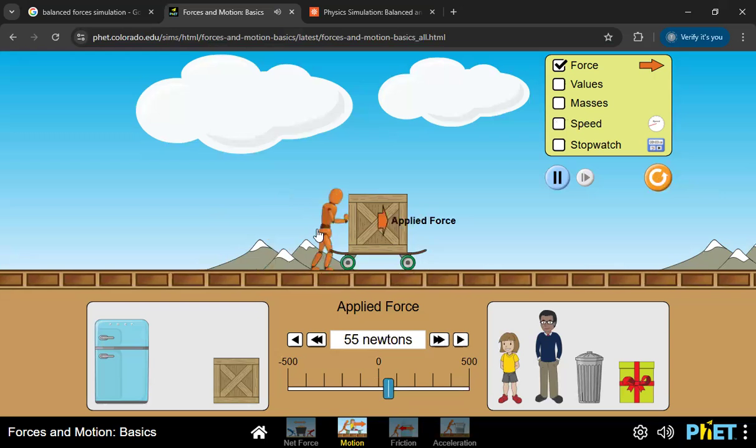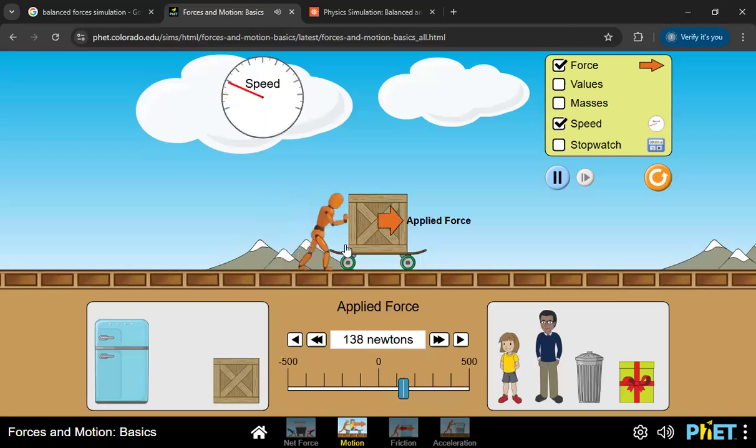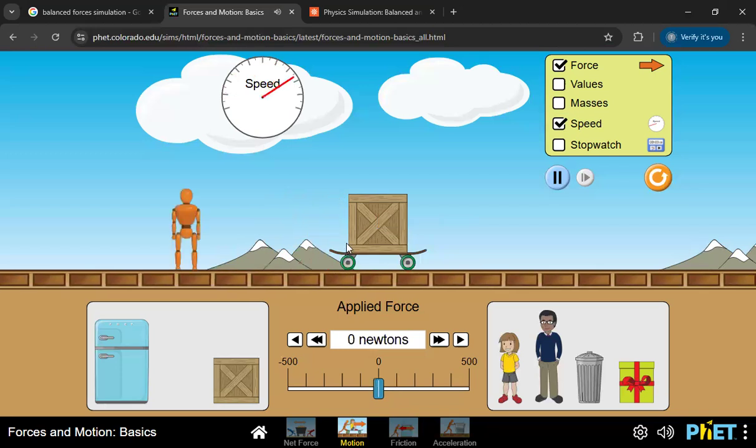Okay, let's perform it again. Now I am applying 54 Newton. Let me see the speed as well. I'm increasing the force. It's 139 Newton. The speed is also increasing. Now, if I leave the force, the body will tend to move with the same speed. Now, is this clear?